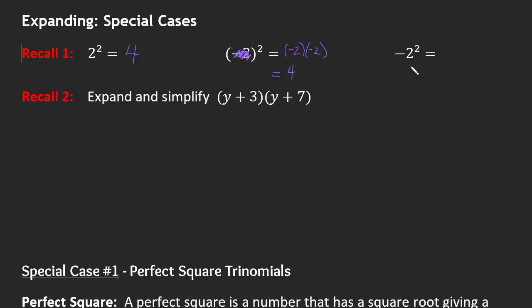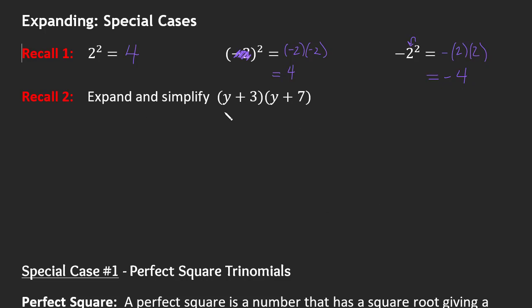Now in the next case, the negative is not being squared. The squared is very specifically only on the 2. And so what we have is negative 2 times 2. And so in this case, the negative stays out, and this is negative 4. And that's going to be pretty crucial moving forward. It's something you should have already known, and that's why it's a recall.